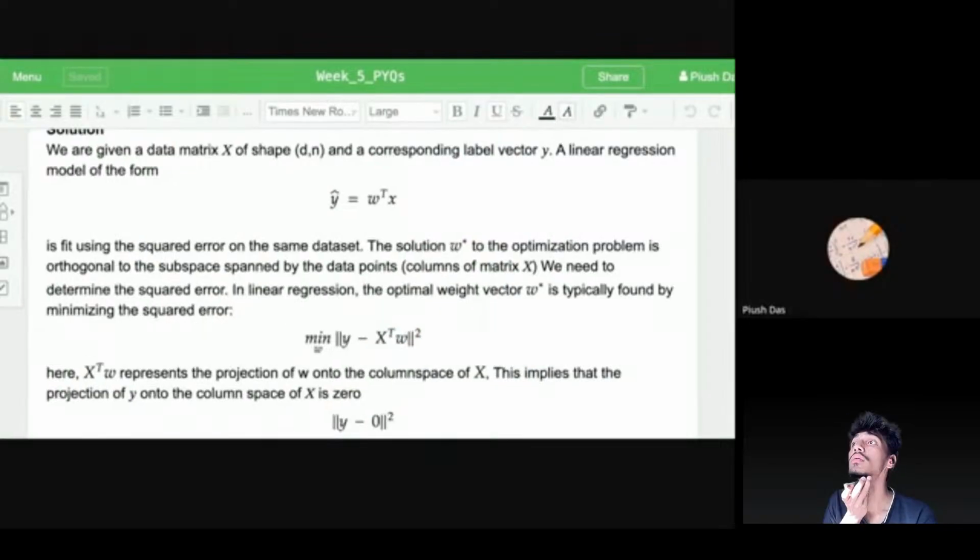Is this part clear? No, that is not clear. Can you repeat it? No, that is not clear. Okay, I am reading this part again.